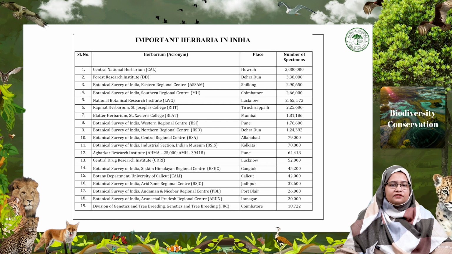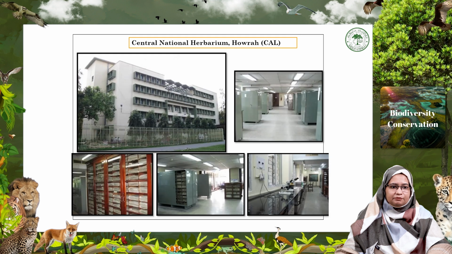As you can see, this is the highest number of plant species preserved in the Central National Herbarium, which has now become virtual. Then the second is the Forest Research Institute in Dehradun, which has 3,30,000 species. Then Botanical Survey of India in Shillong has 2,90,000 species. Then followed by the different zones of BSI. Different universities also have mini herbaria, like the Botany Department of the University of Calicut, which also has 42,000 herbarium specimens.